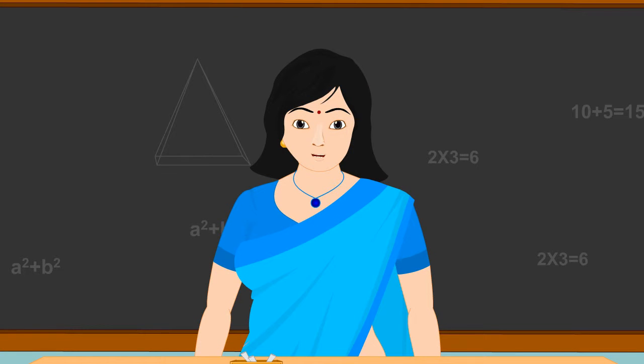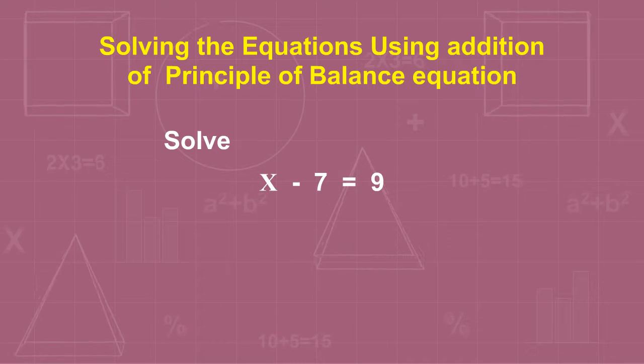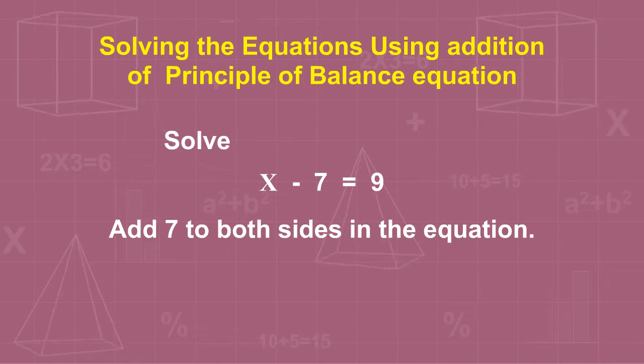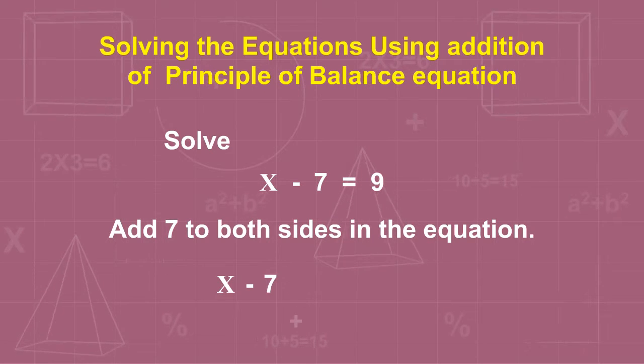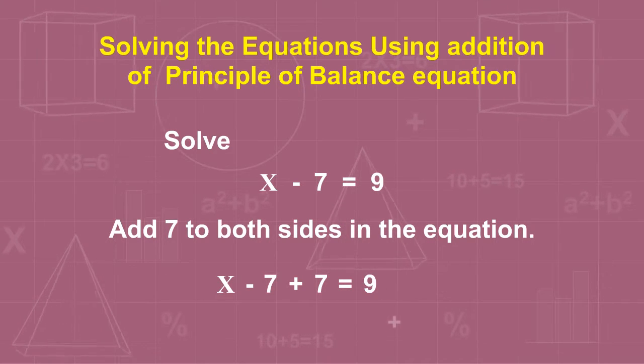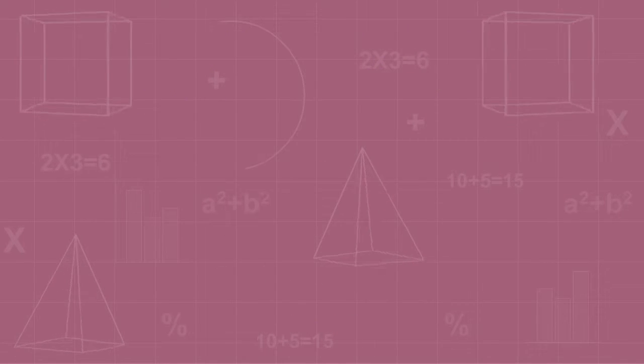Let's understand this method by taking an example. Solve x - 7 = 9. Add 7 to both sides of the equation. We get x - 7 + 7 = 9 + 7. Thus, x = 16.